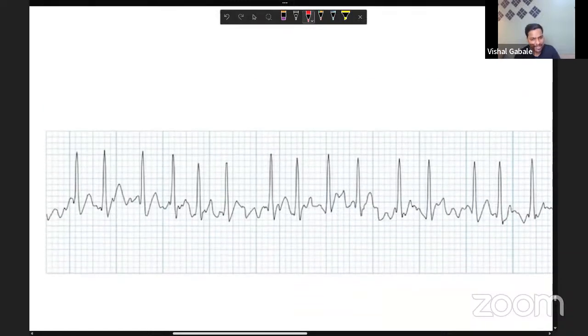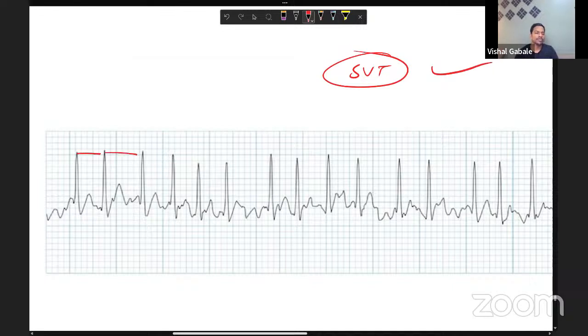Now identify this ECG, guys. So we are done with the SPT now. Now we are left with VT. But before that, identify this ECG, guys. This is a part of SVT only. Just for a clue, look at the regularity. Okay, this is irregular.